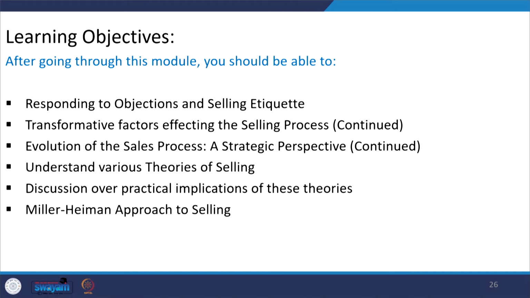But before that, I'll make you understand what this module is going to be all about. Firstly, there are some extra food-for-thought elements in which I'll be providing you some links of articles where you'll be able to read more about how we can respond to objections and also about selling etiquette. Apart from that, we'll get to the core of discussing the transformative factors affecting the selling process and the evolution of the selling process from a strategic perspective. And afterwards, we'll move to understanding various theories of selling, discussion over their implications as far as today's scenario is concerned, and then we'll get to the Miller-Heman approach to selling.